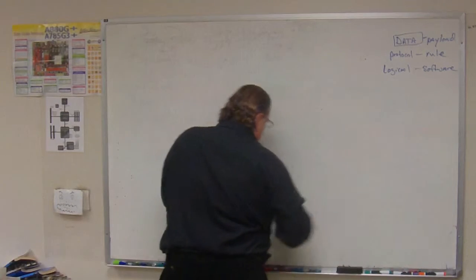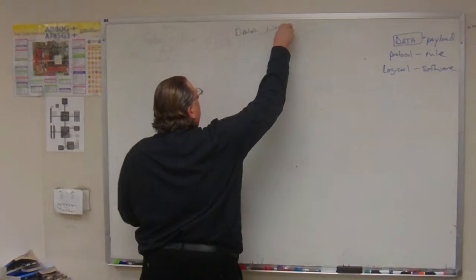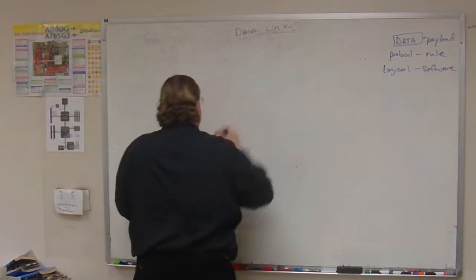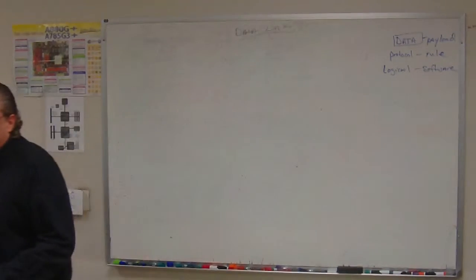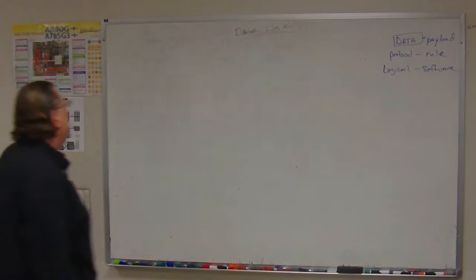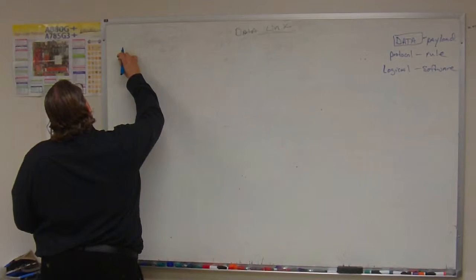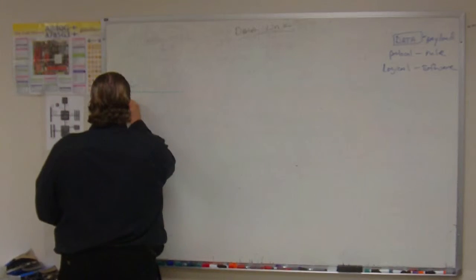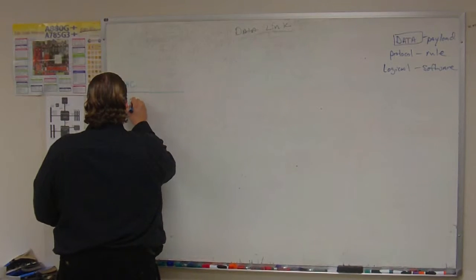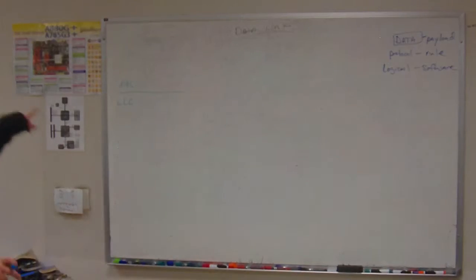Alright, so today what we're going to do is talk about the data link layer. Alright, so the data link layer is divided up into two main parts. Do you remember what those parts are? What are they? Two main parts that the data link layer is divided into. The MAC layer. Yep, and the sub layer. Almost. The MAC and the LLC.